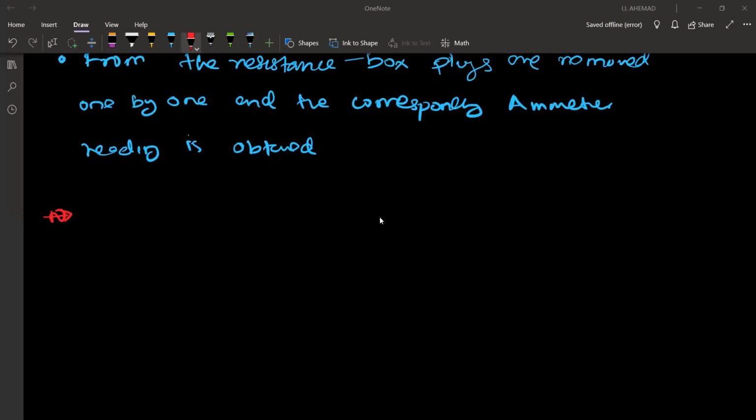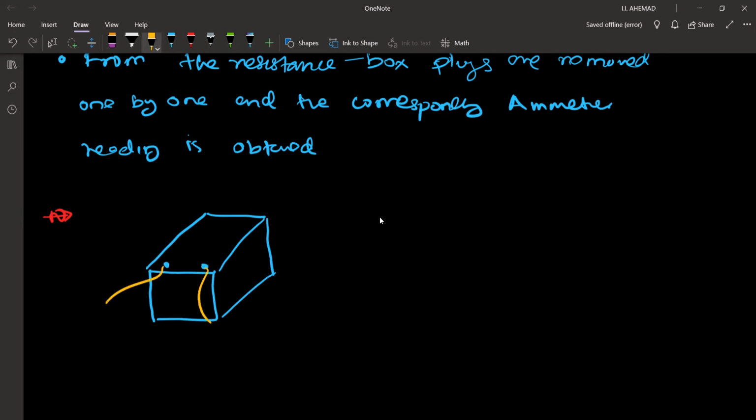So what is this resistance box? It is a box, as the name suggests. Here you can connect, and here you have keys, plugs. Okay, you have plugs. These plugs can be removed.